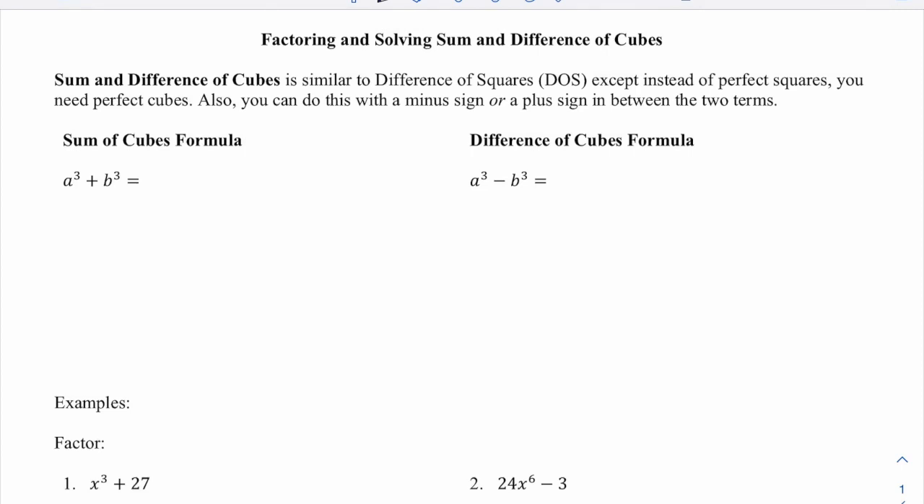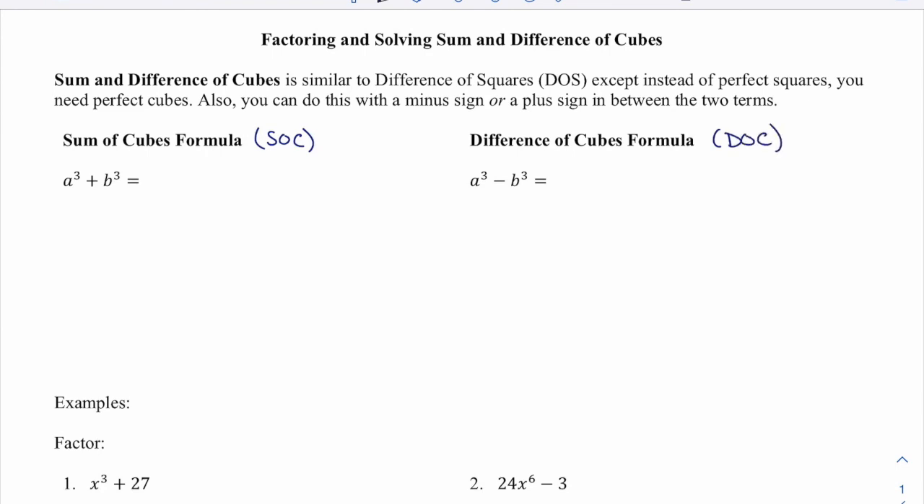Hi everyone, in this video we're going to talk about sum and difference of cubes. That talks about factoring and solving. They're just polynomials that are two terms and both are perfect cubes. So there are two formulas to remember, one for sum of cubes, which I like to call SOC, and one for difference of cubes, which I abbreviate as DOC.